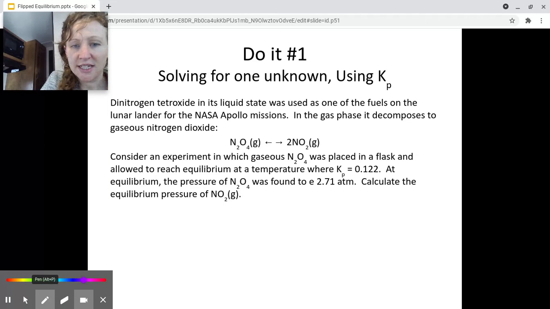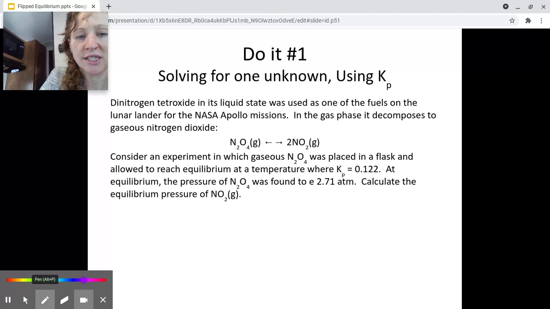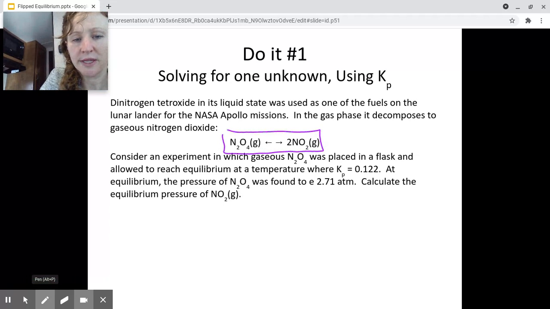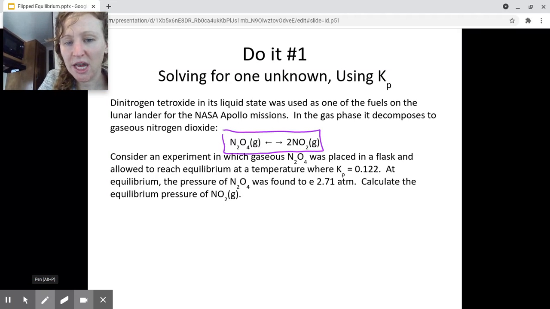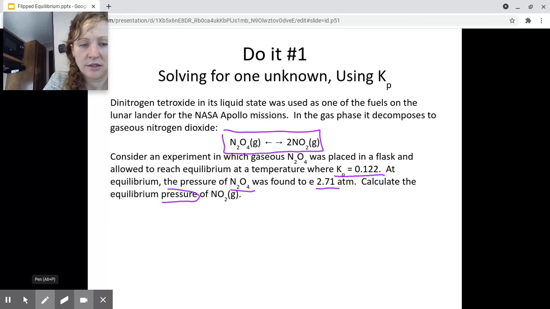Dinitrogen tetroxide in its liquid state was used as one of the fuels on the lunar lander for the missions. Interesting. In the gas phase, it decomposes to gaseous nitrogen dioxide. So here's a reaction for me. Consider an experiment in which gaseous N2O4 was placed in a flask, allowed to reach equilibrium at a temperature where Kp equals that. Okay, so we have a K. At equilibrium, the pressure of N2O4 was found to be 2.71. Calculate the equilibrium pressure of NO2. So that's what I'm looking for.